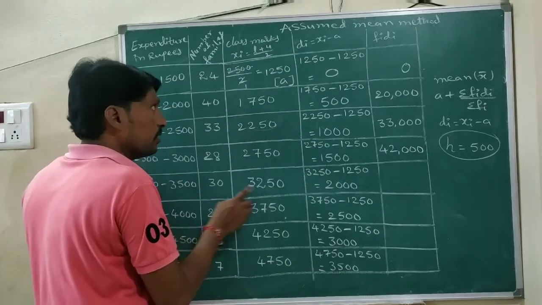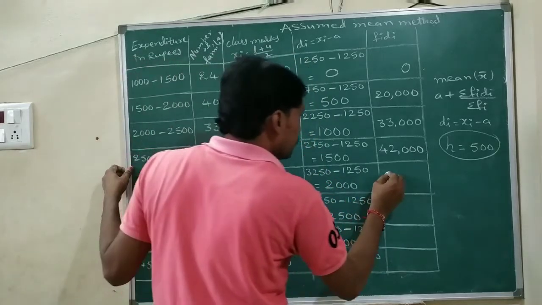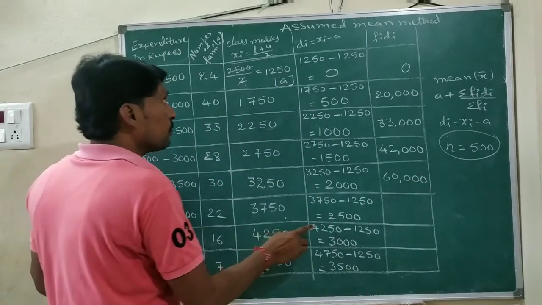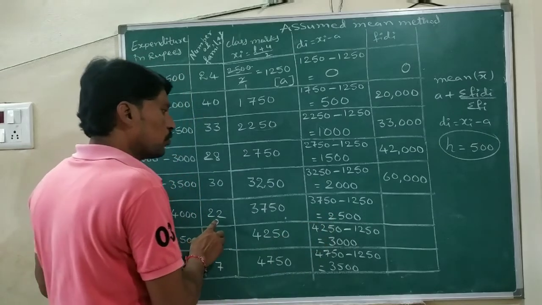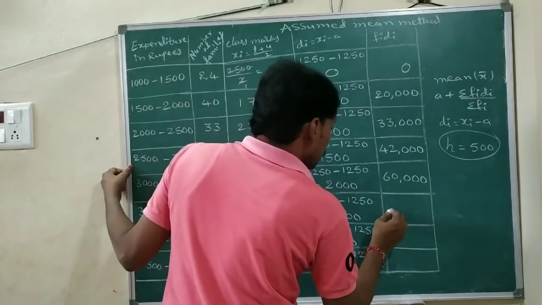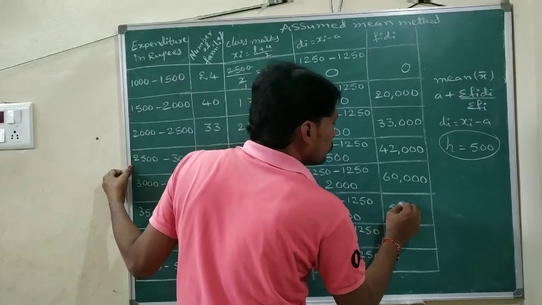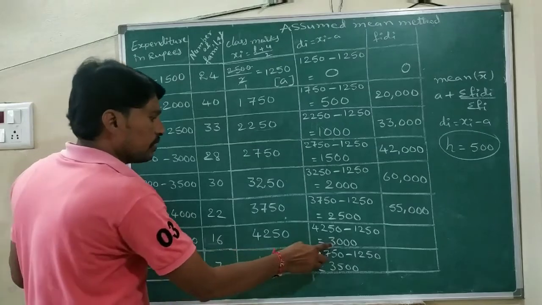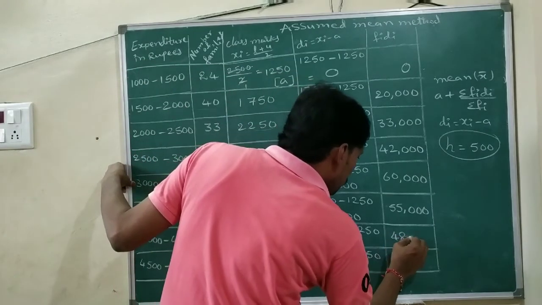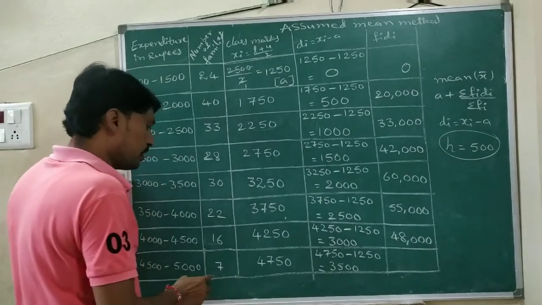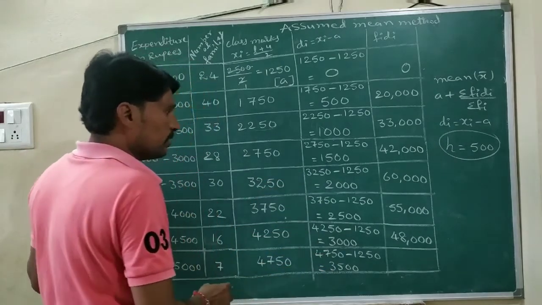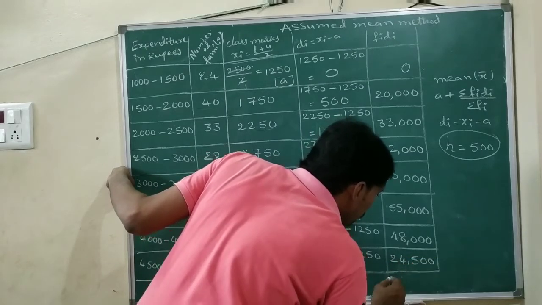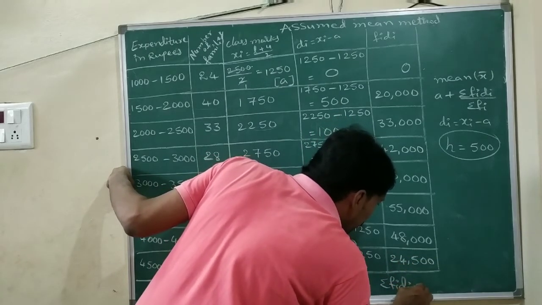Next, Fi is 30 and Di is 2000. 30 into 2000 is 60,000. Next, Fi is 22 and Di is 2500. 22 into 2500 is 55,000. Next, 16 into 3000 is 48,000. The last frequency is 7 and Di is 3500. 7 into 3500 is 24,500.